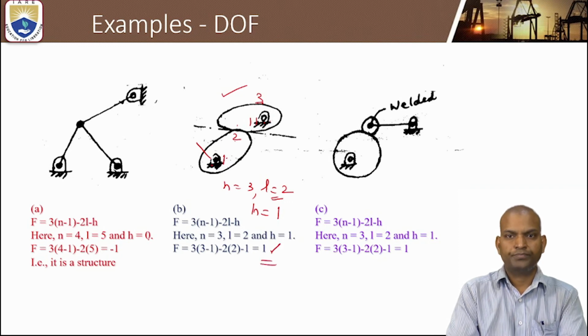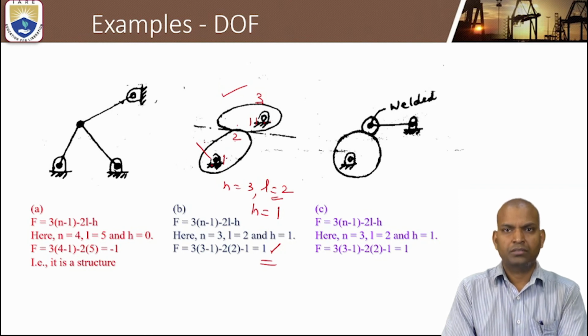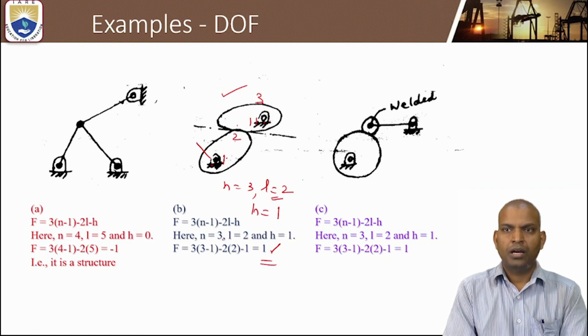F equal to 1. Again, what is the physical significance? Degree of freedom equal to 1 is if we apply any definite input motion to any one of the link, all the links move in a definite direction, in a definite motion. So that's why the degree of freedom equal to 1.